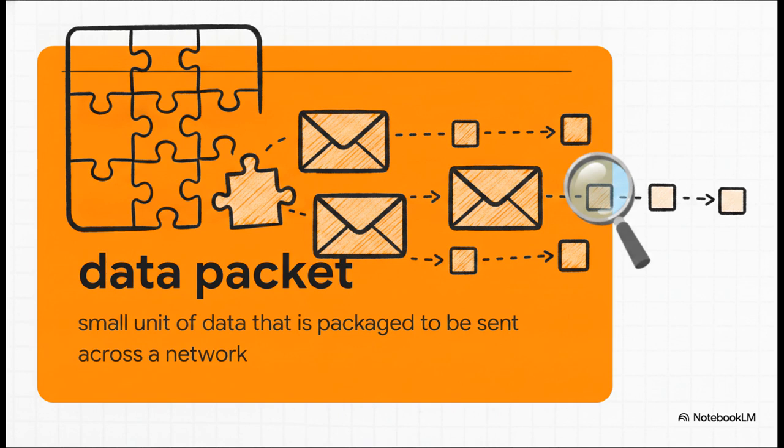A data packet is a small unit of data packaged up to be sent across a network. It's like taking a giant puzzle, breaking it into individual pieces, and putting each piece in its own tiny envelope. To put that into perspective, a single short video clip on your phone could be broken down into thousands or even millions of these microscopic packets.